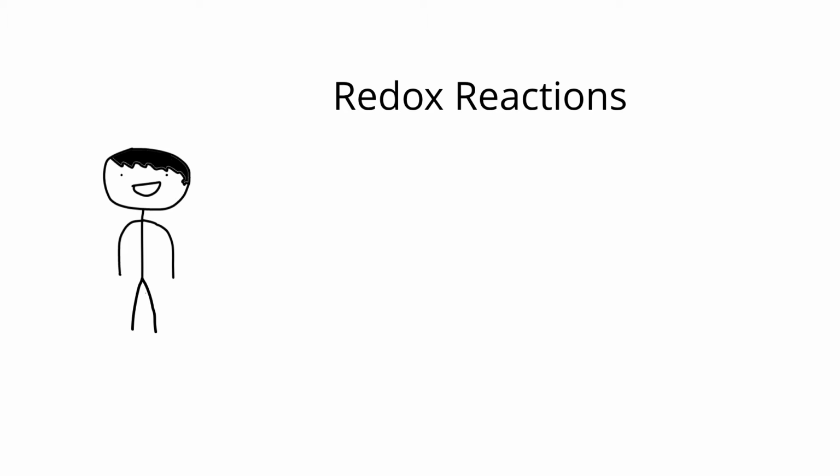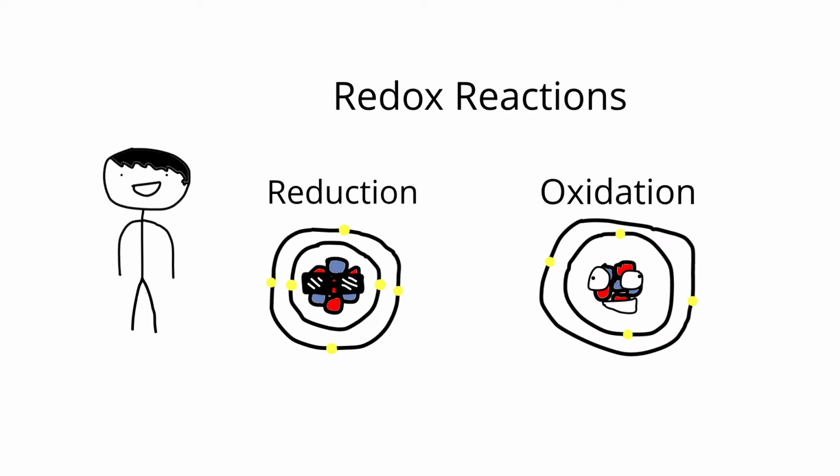Hey there, folks. We're going to talk about some electrochemistry. But before we learn about electrochemistry, we need to know about redox reactions. A redox reaction is a type of chemical reaction that involves a transfer of electrons, and it has two half reactions that take place, a reduction and an oxidation.